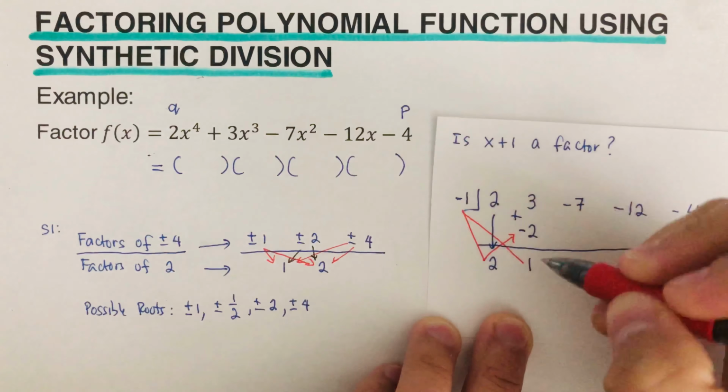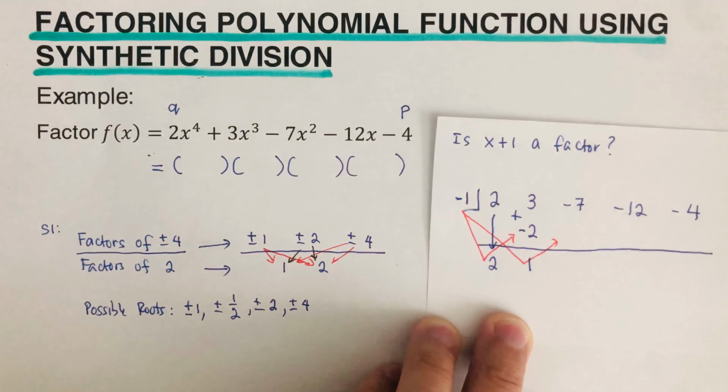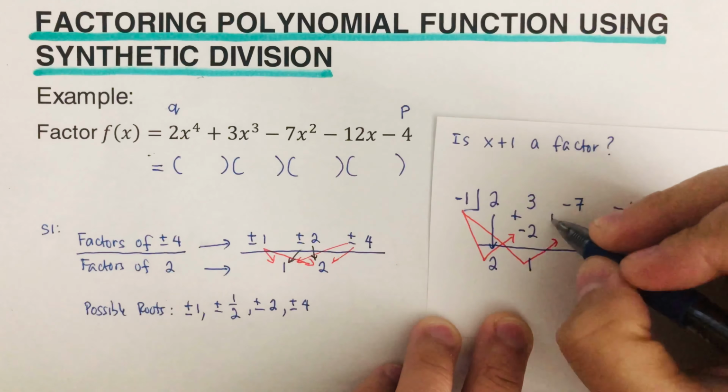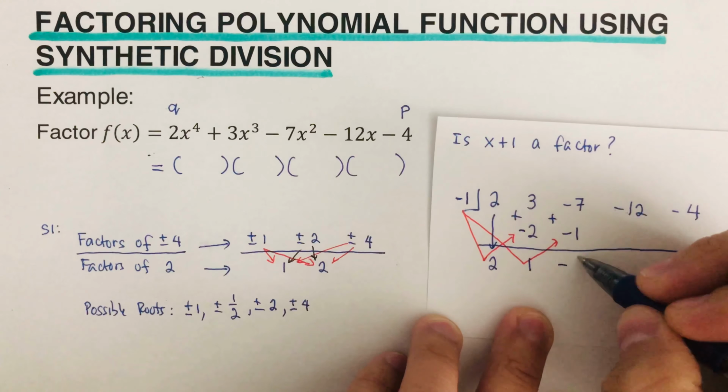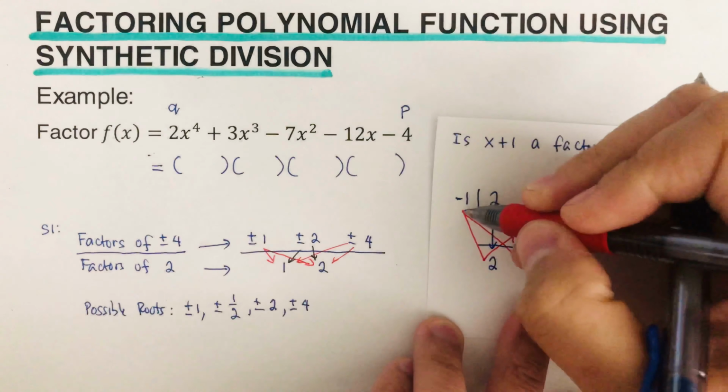-1 times 1 is a -1. So I'm going to write that up here. So this is a -1, and then add these two together. So that's a -8. And then we repeat the process.